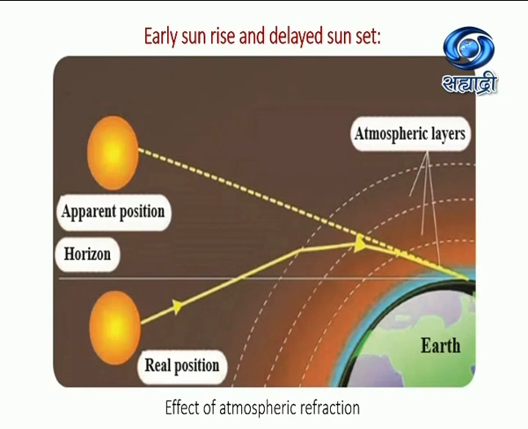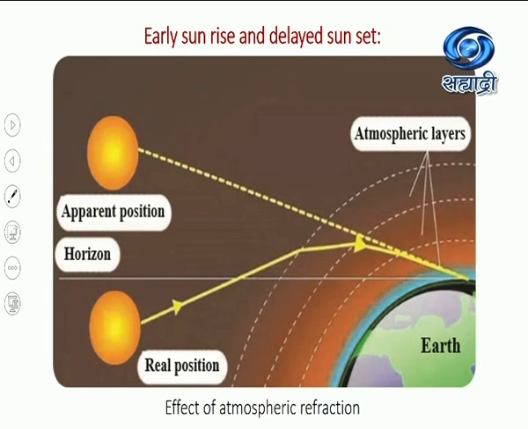This happens due to a gradual variation in the refractive index of the atmosphere. For the observer on the earth, the apparent position of the sun is slightly higher than the actual position. Hence, the sun is seen 2 minutes before it reaches the horizon.